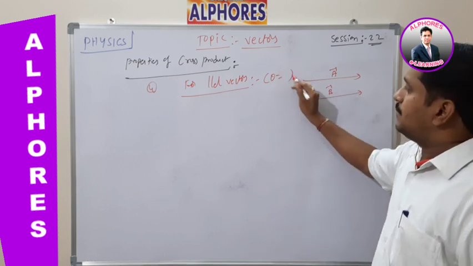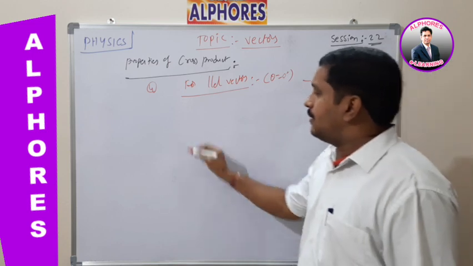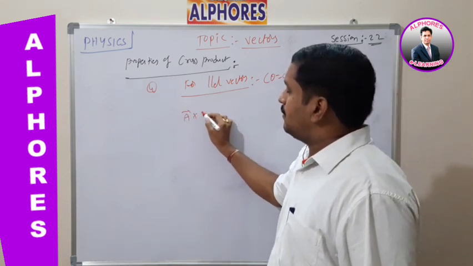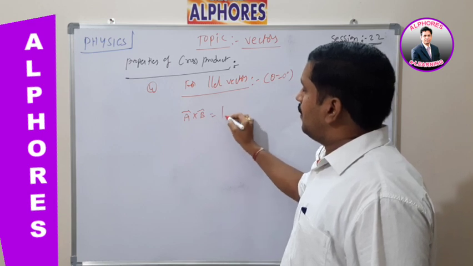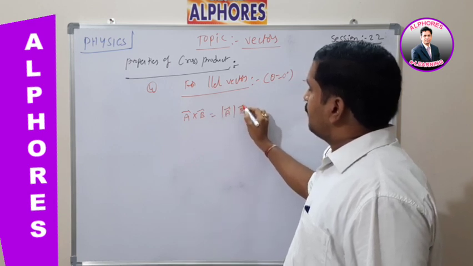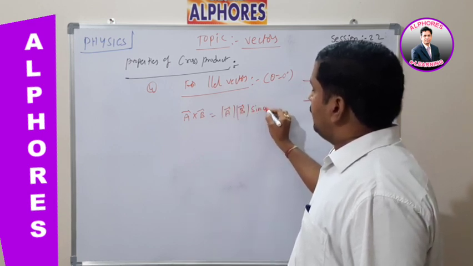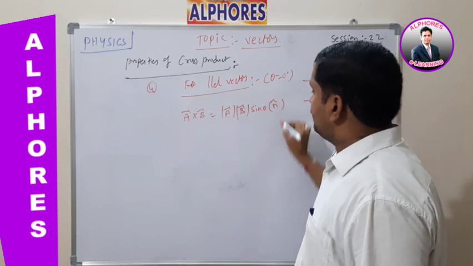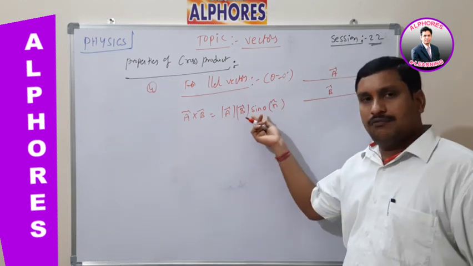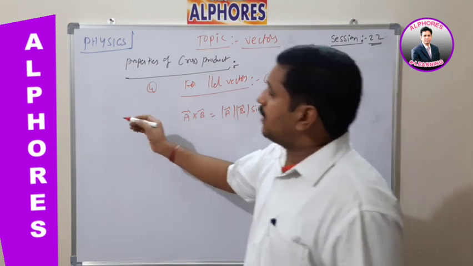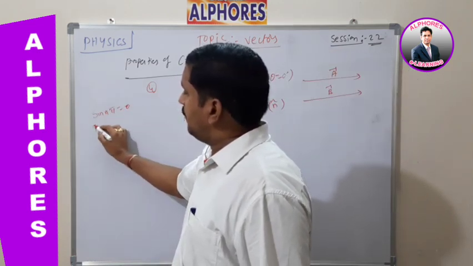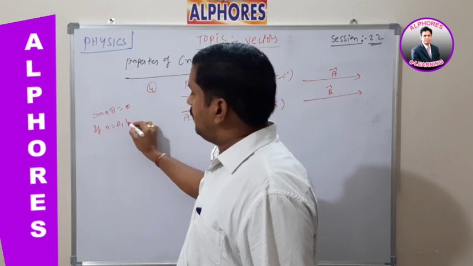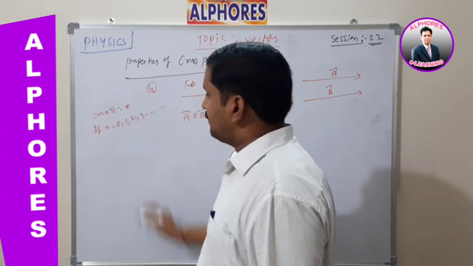0 degrees. Listen carefully, as per the cross product of vectors, a bar cross b bar is equal to modulus of a bar into modulus of b bar into sin 0 into n cap. Sin 0 is 0. We know already sin of integral multiples of pi is 0. Sin n pi is 0 if n is equal to 0, 1, 2, 3 and so on.